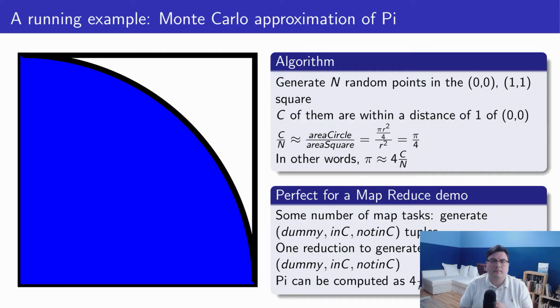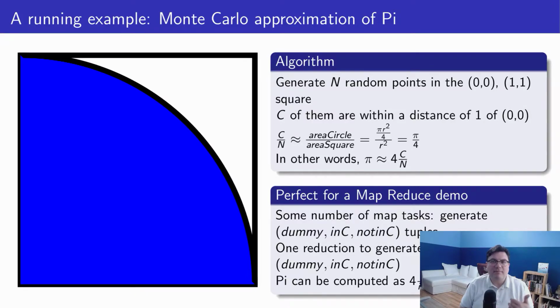We use the Monte Carlo approximation of pi as an example application. The method draws n uniformly random points in the unit square and counts c, the number of points within the unit circle. The ratio of c to n is a good approximation of pi over 4.